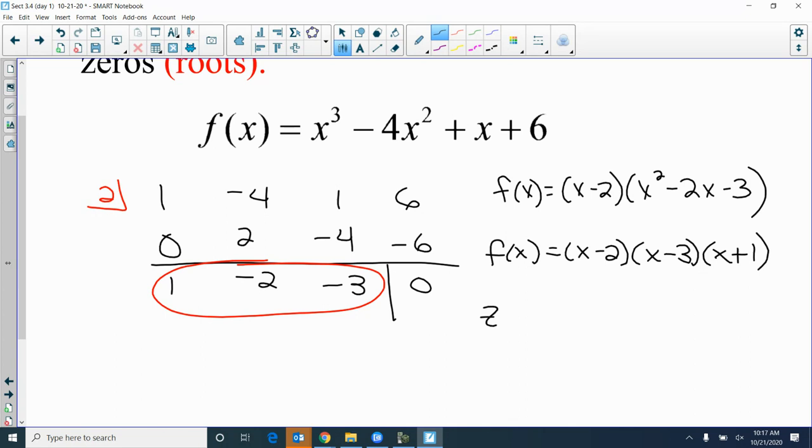So my zeros are, what do I got? I got 2, I got 3, and I got -1. All right, just go ahead and draw a rough sketch. Just real quick. Just draw it out. And then actually go ahead and graph it on your calculator. We're going to use that here in a little bit. Graph it on your calculator as well.